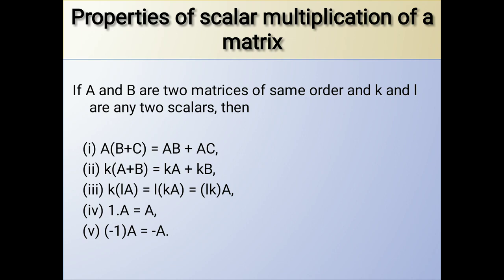Next is the properties of scalar multiplication of a matrix. There are some properties that need to be remembered, as I discussed earlier with the identity matrix, inverse matrix, distributivity or associativity. All those are mentioned here, so you need to memorize these properties.